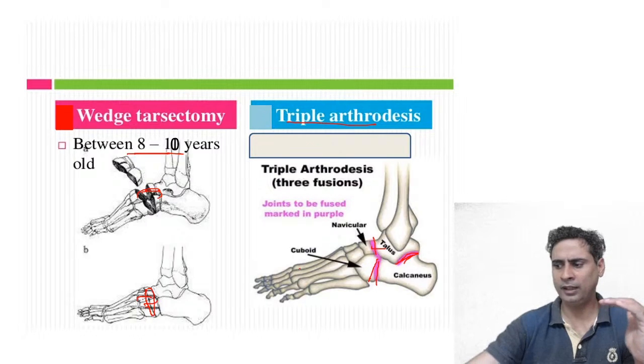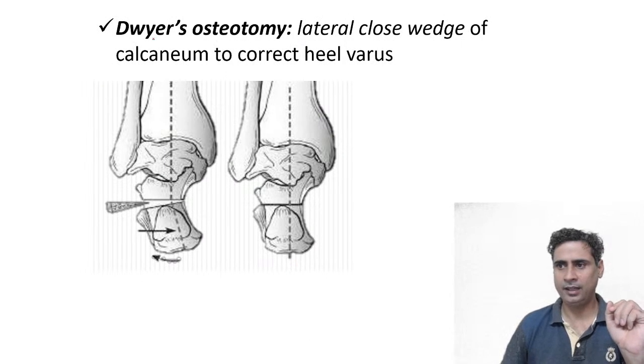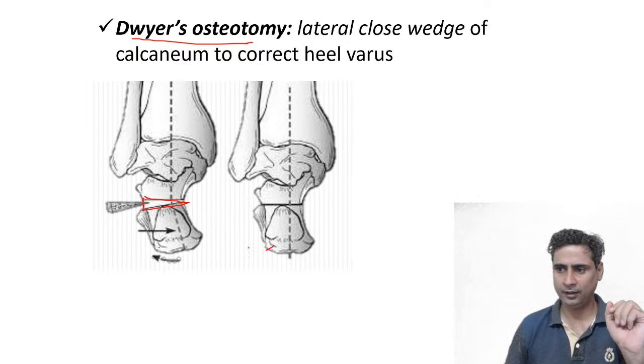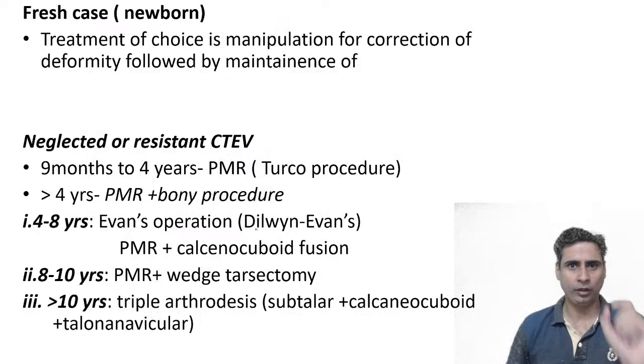If there is isolated heel varus, Dwyer osteotomy can be used, which is a lateral closing wedge osteotomy. We take out wedge from lateral side, we correct the varus, and we straighten the calcaneum, heel bone. Okay, so here is quick recap for treatment of CTEV.